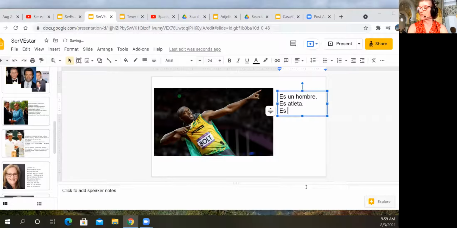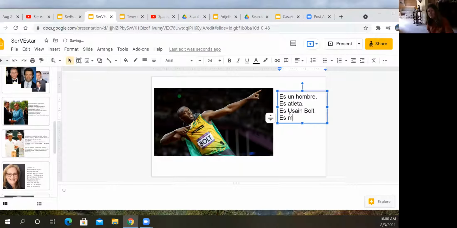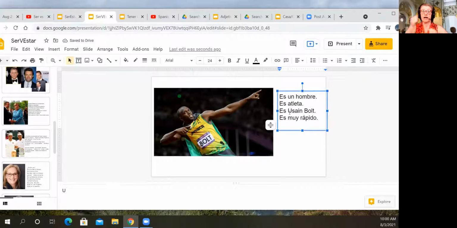¿Quién es? Es el señor Bolt. He's Mr. Bolt, right? Usain Bolt. Es Usain Bolt. Es muy rápido. He is really fast. Rápido. Fast. Es muy rápido. Es de Jamaica. He's from Jamaica, ¿sí?